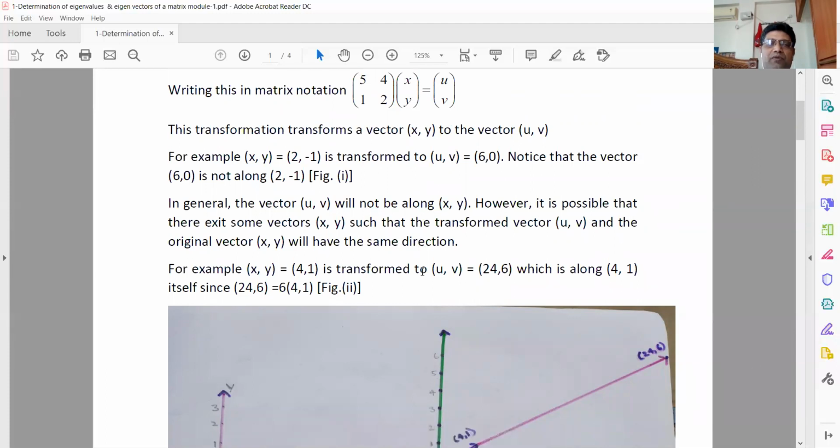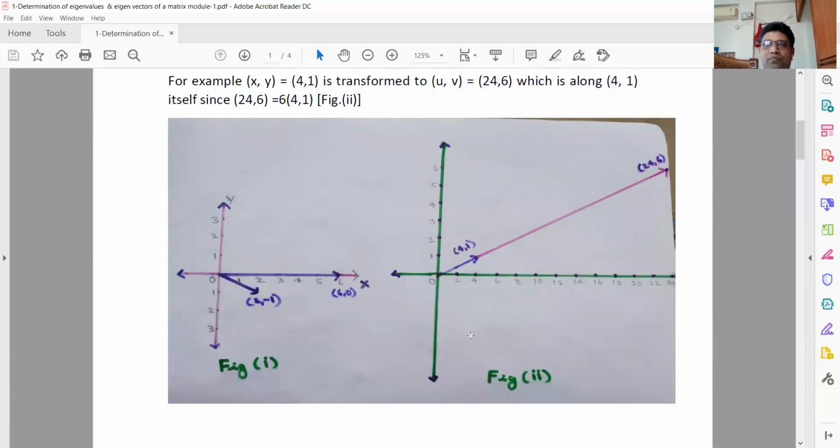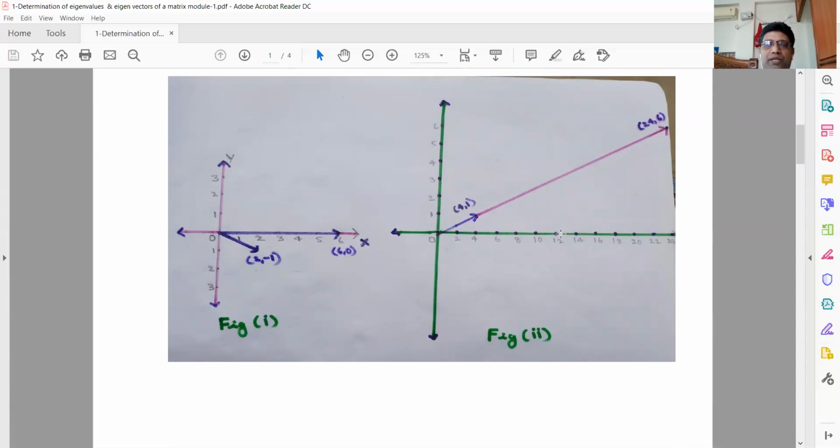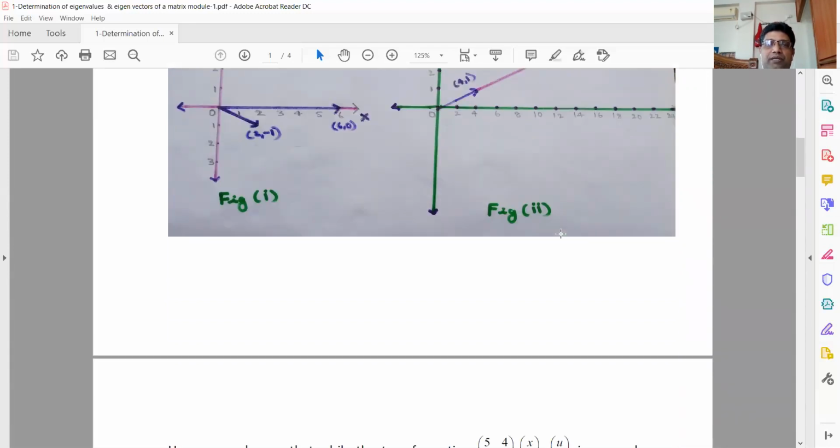For example, if I take x, y equals 4 comma 1 and operate with this matrix, the resultant vector we get is 24 comma 6. And you can see that the direction of this vector is along the direction of the vector 4 comma 1, clearly in the picture here. The original vector we have taken is 4 comma 1, and it is transformed to 24 comma 6, which is clearly in the direction of the original vector. This type of case is very rare.